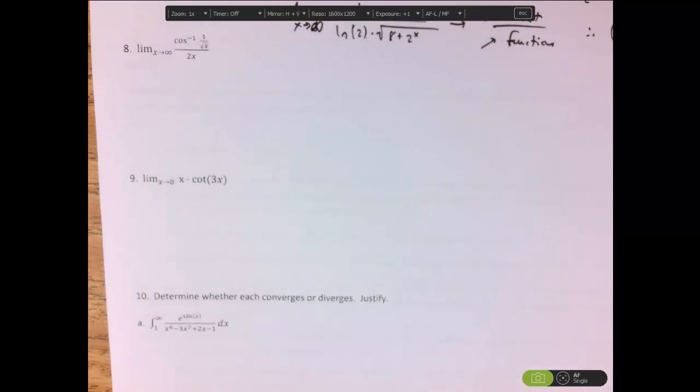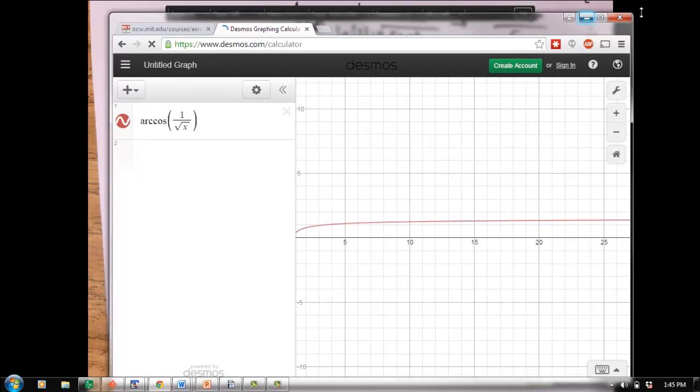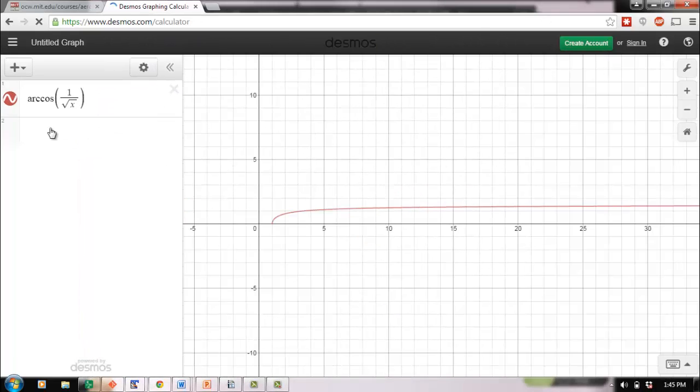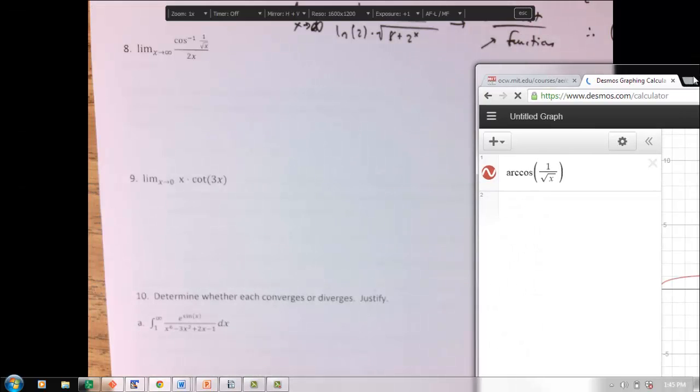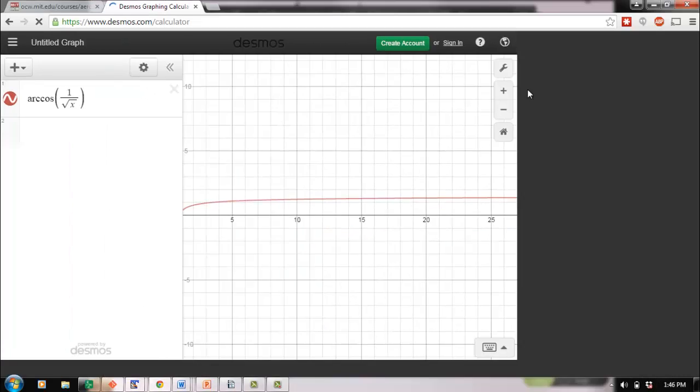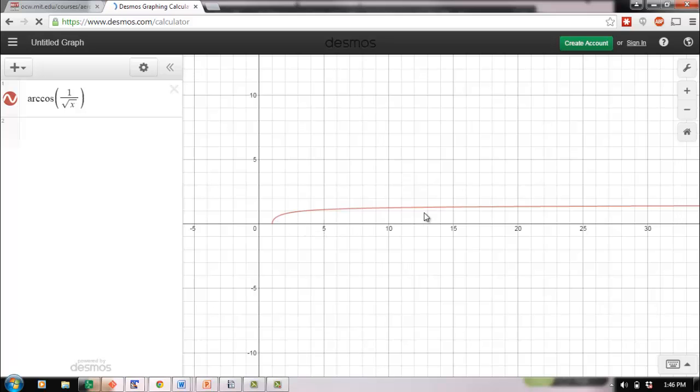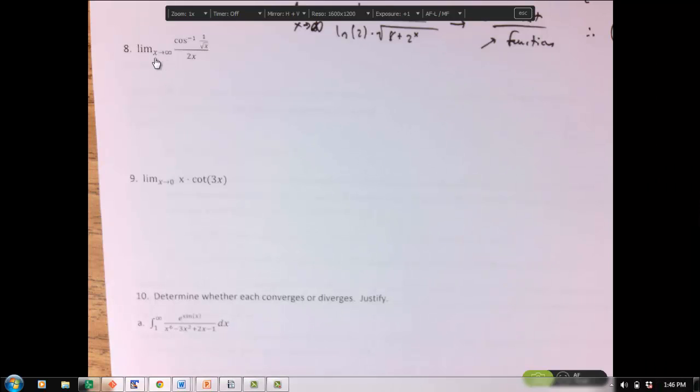Let's take a look at what's going on here. So here in Desmos is a graph of the arc cosine. Wait, it was cosine, right? Yeah, good. Arc cosine of 1 over root x. It looks like it's maybe asymptotically approaching some value, but it's really not obvious what that is. So let's think about it this way. As x is approaching infinity, the value on the inside of the arc cosine is 1 over something that's approaching infinity. So that means this whole thing must be approaching 0.